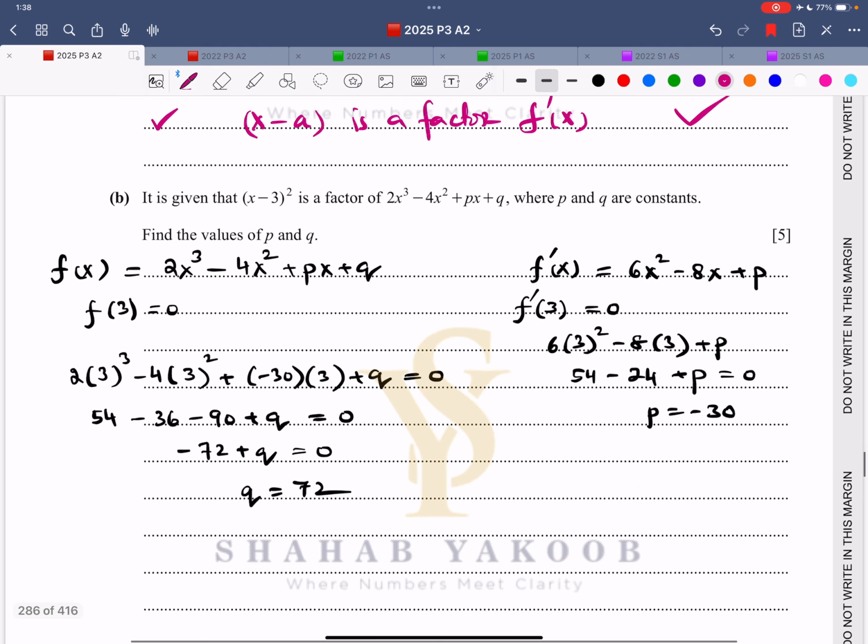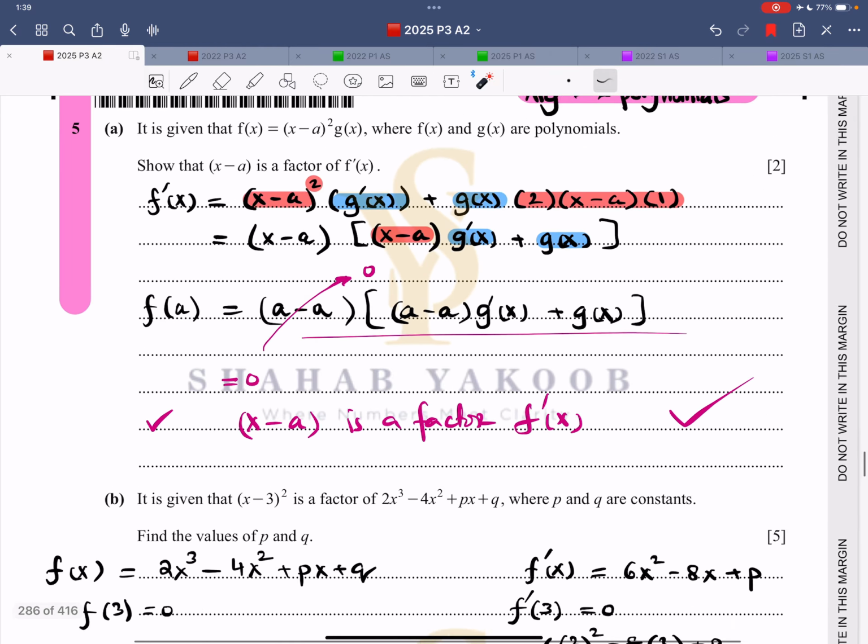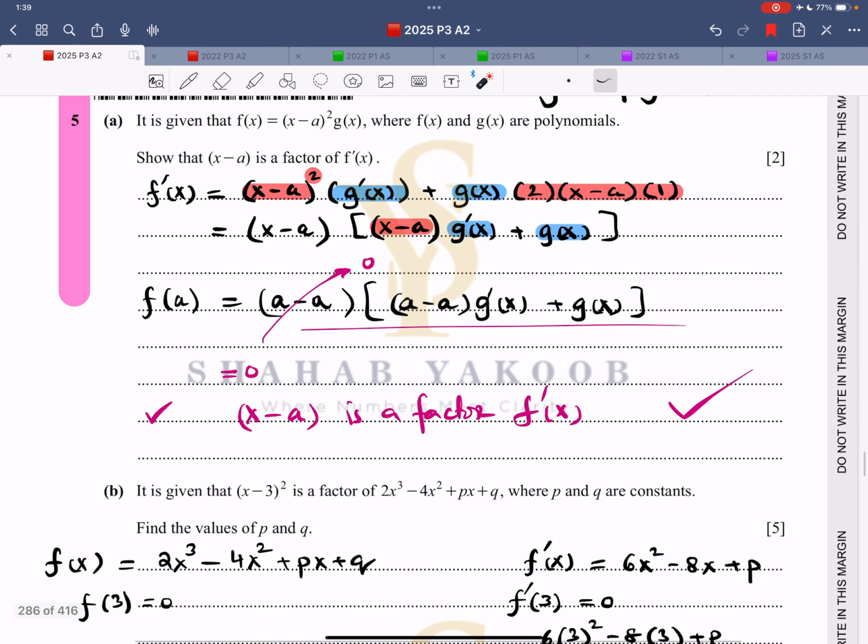The next part. It is now given that x minus 3 whole square is a factor of this, where p and q are constants. Find the value of p and q. Now you have to correlate. Isn't this f x like x minus a whole square into g x? So this is like x minus 3 whole square. That is a factor of this thing. So this is like your f x, this is like your g x. If it's a factor of this, it should also be a factor of f prime x. That is the main thing in this particular question.